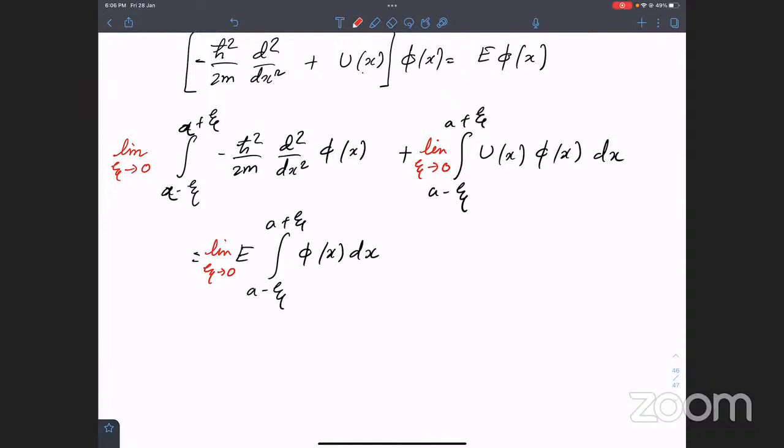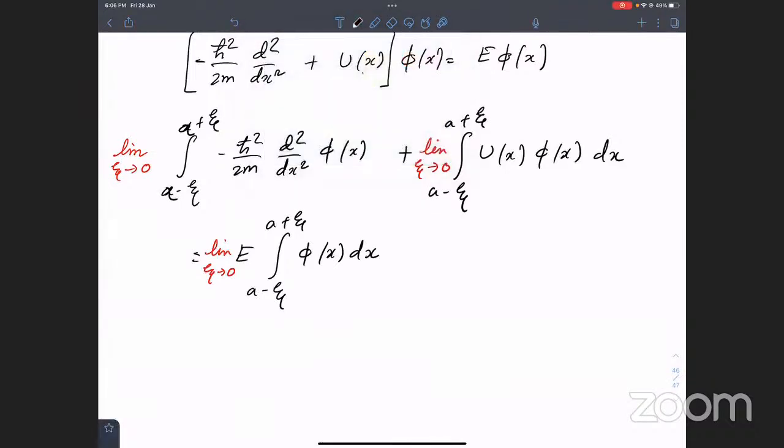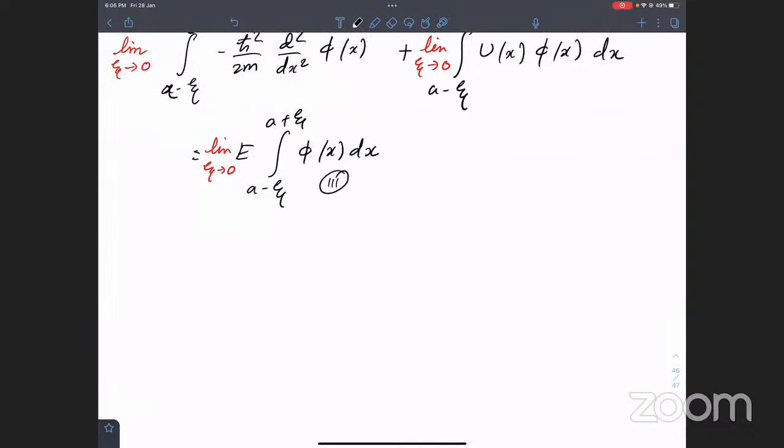Great. Fantastic. Now we have to do integrations. Always when you have to do integration, figure out which are the easiest terms and do those first. So we have 3 terms here. Term number 1, term number 2, term number 3. Let's do the easiest terms first. The last term appears to be quite easy, so let's do that first.